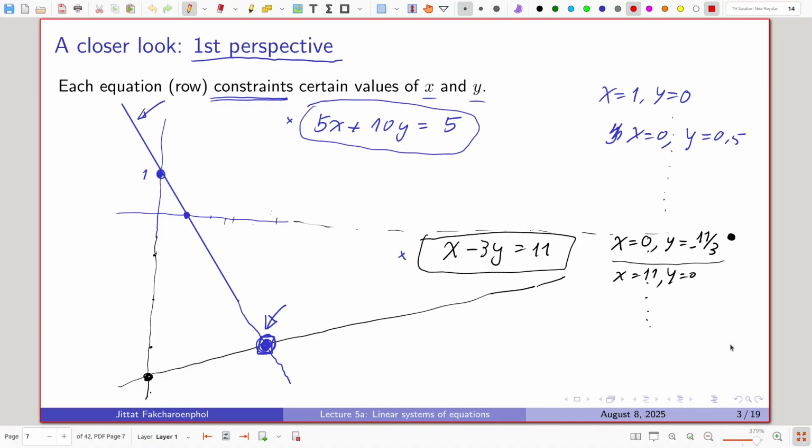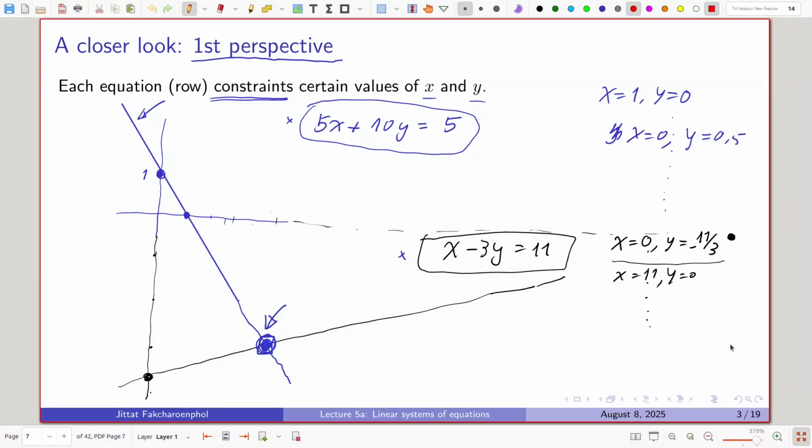Okay, now in this case you have two variables and two equations. Each equation gives you a constraint on the possible values of x and y, right? If you try to plot them out, you get one line from this, and if you look at another equation, you get another line.